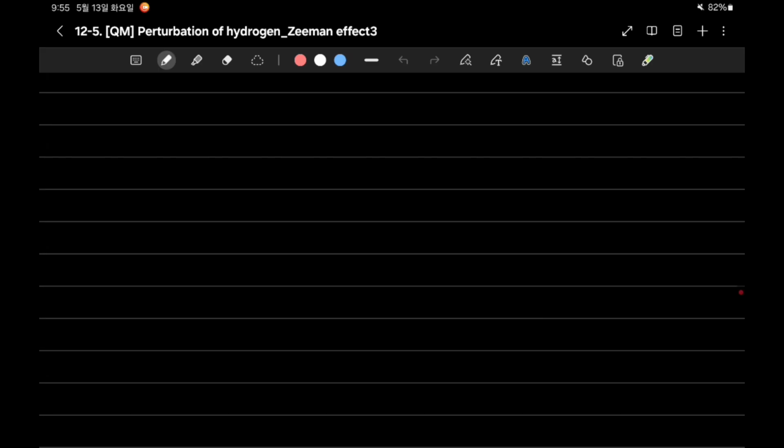In the previous lecture, we studied the Zeeman effect and the Zeeman Hamiltonian. The Zeeman Hamiltonian is written as mu_B B over h bar times (Lz plus 2Sz). Here, the gyromagnetic ratio of orbital angular momentum is 1, and the gyromagnetic ratio of spin angular momentum is 2. Here, we studied the j equals 3/2 case.